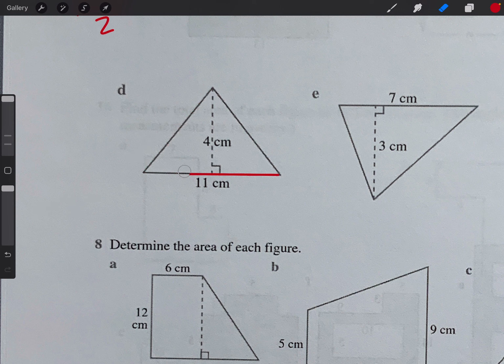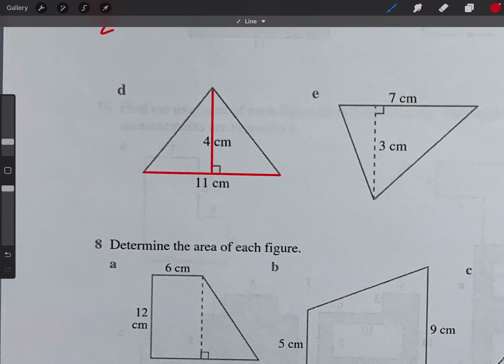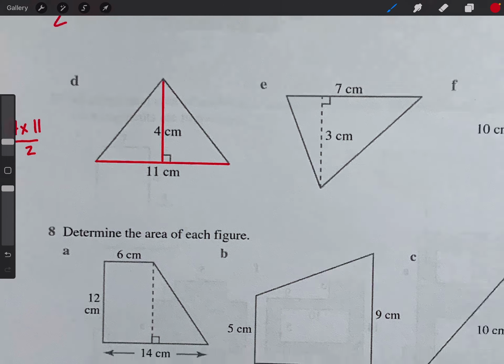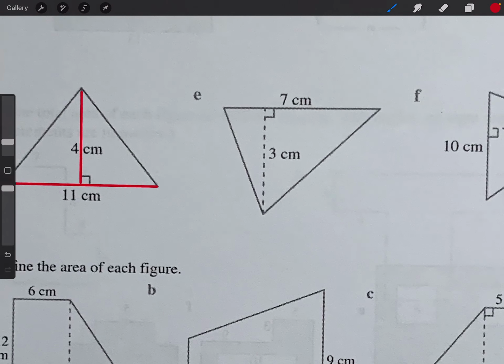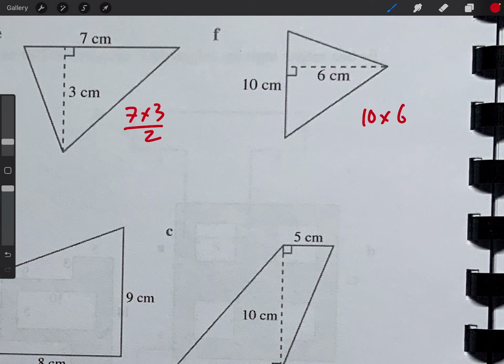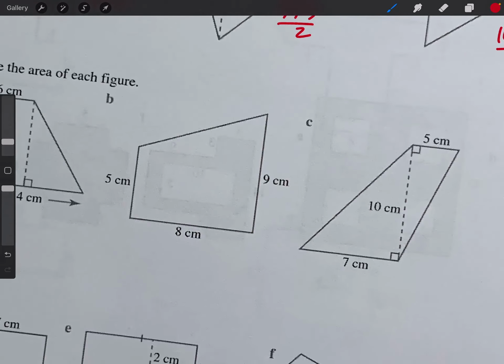So look at this triangle here. What two lengths are perpendicular? Well, it's this one and this one. So the area for this will be 4 times 11, and then divided by 2. That applies to all the triangles, no matter how weird they look. Just find the perpendicular lengths, then multiply and divide by 2. So this will be 7 times 3 divided by 2, 10 times 6 divided by 2. You can work these out on your own.